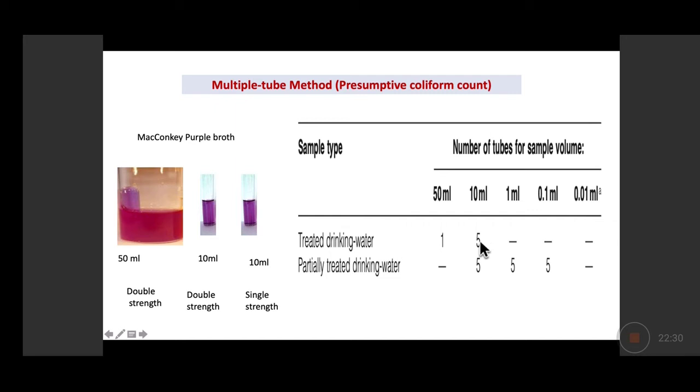So 5 tubes, this is the number of tubes: 5 tubes of 10 ml of water and 1 tube of 50 ml of water. If it is partially treated or polluted water, then we use 3 sets of volume: 5 tubes containing 10 ml of water, 5 tubes of 1 ml of water, and 5 tubes of 0.1 ml of water. So multiple tubes are being used. That's why it is also known as the multiple tube method.